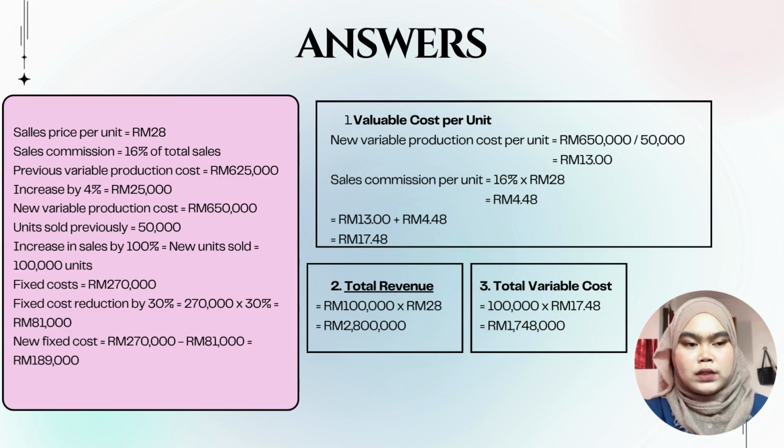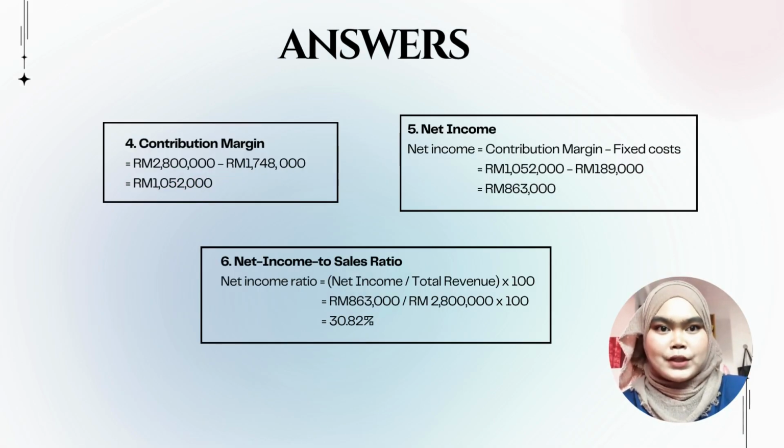Now, we compute the total variable cost based on the updated per unit figure. So 100,000 times the variable cost per unit, which is 17 ringgit 48 cents, and we get 1,748,000 ringgit for total variable cost. Next, we determine the contribution margin. So the total revenue, which is 2,800,000 ringgit, minus the total variable cost, which is 1,748,000 ringgit, and we get 1,052,000 ringgit. This margin will be used to cover the fixed cost and generate profit.